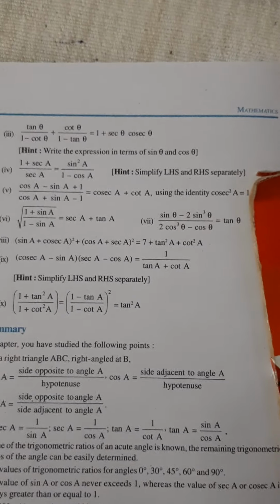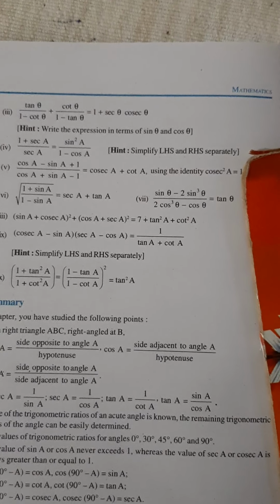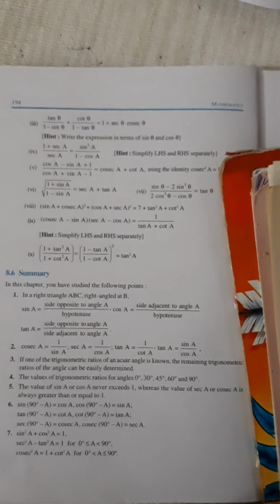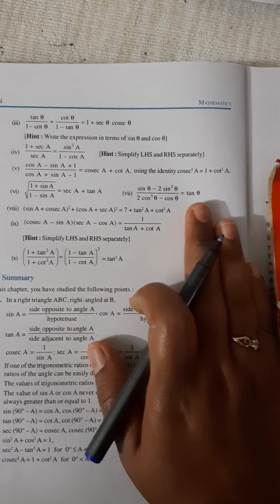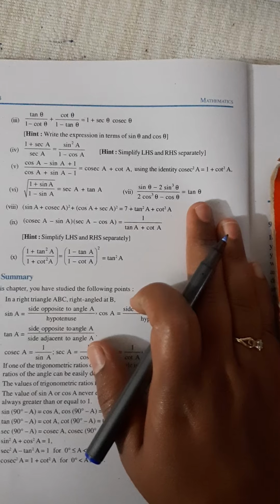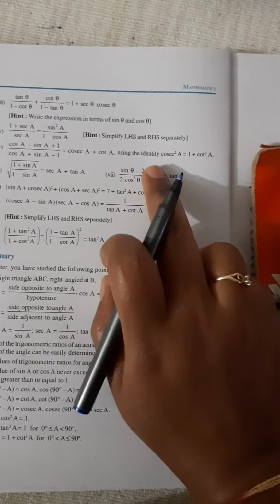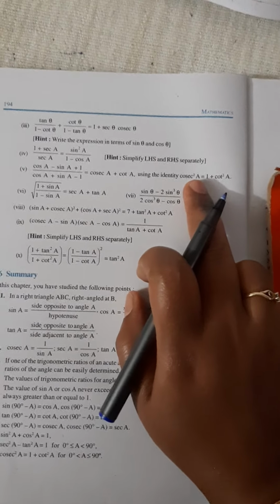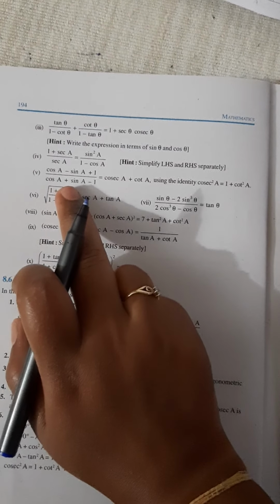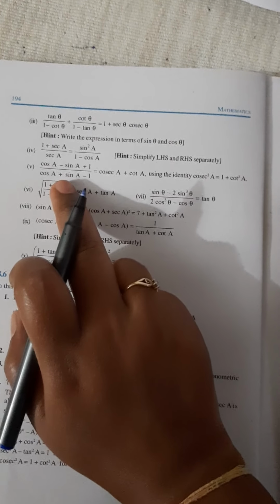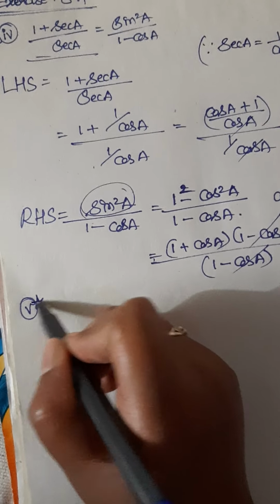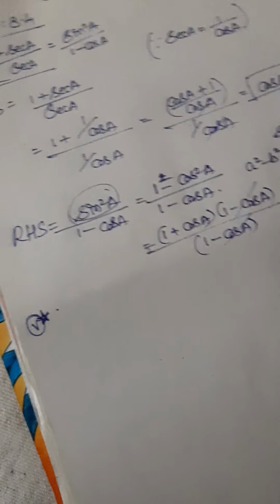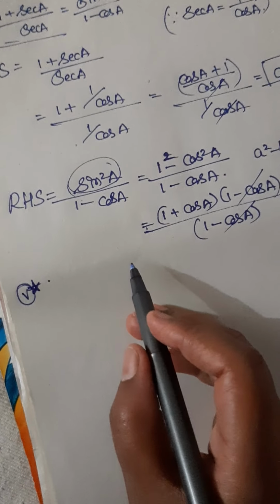And now let's see our fifth one. This fifth question: (cos a minus sin a plus 1) divided by (cos a plus sin a minus 1) is equal to cosecant a plus cot a, using the identity cosecant square a is equal to 1 plus cot square a. So here they have given one identity as a hint. We will use that one later. This is a very important question, and I think many students will get confused in this question, but don't get any confusion. I will solve it in a very easy way.